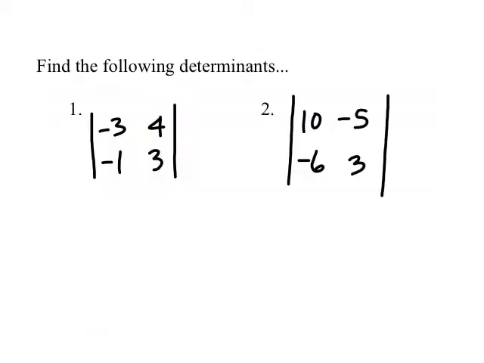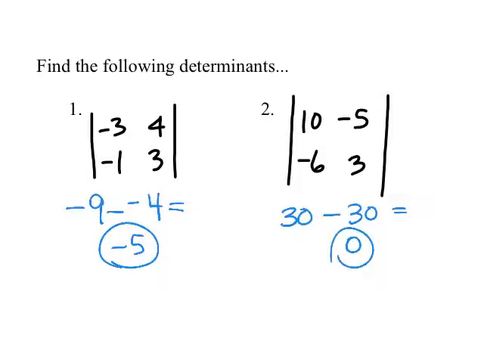Here are 2 more examples for you to try. Go ahead, pause the video, and then I'll give you the answers. And here are your answers. The first one is -5, and the second one is 0. Pay close attention. If a determinant equals 0, and you're solving a system of equations, you're going to find you either have an inconsistent system with no solutions or a dependent system with infinite solutions. We'll talk more about that later.